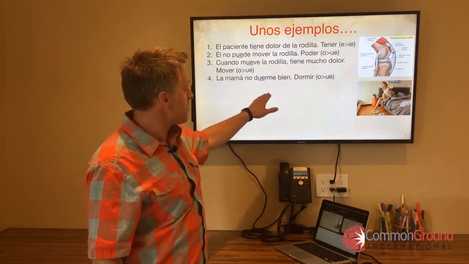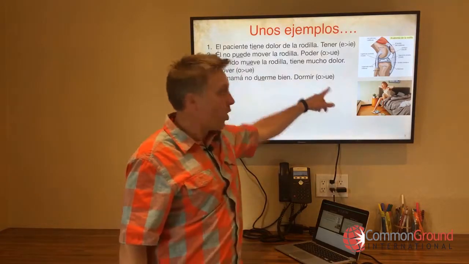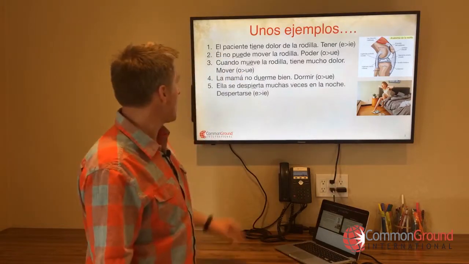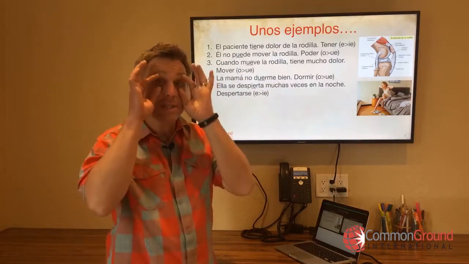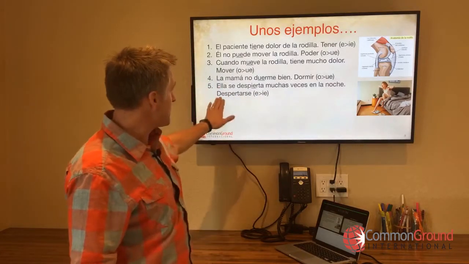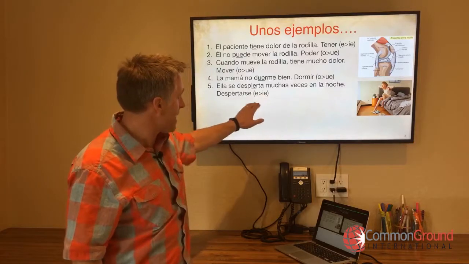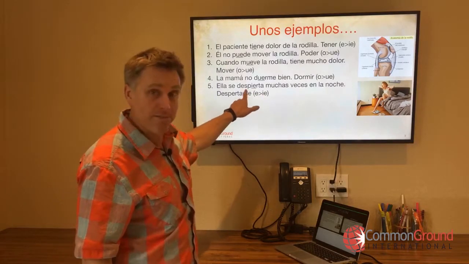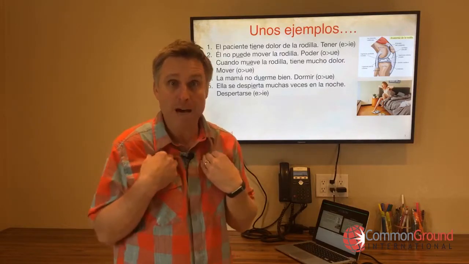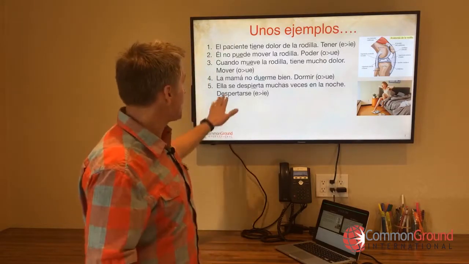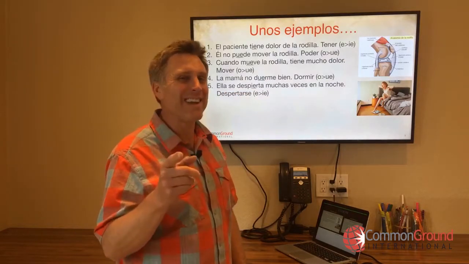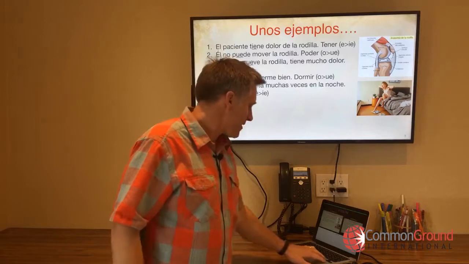Mamá no duerme bien. Dormir, o to ue. Mom doesn't sleep well. Ella se despierta muchas veces en la noche. So she wakes up a lot at night. This is from despertarse, e to ie. Now this se, don't get confused by it. That means it's a reflexive verb like me llamo Rory. I call myself. Well, she wakes herself muchas veces en la noche. We are looking at that one next week, okay?